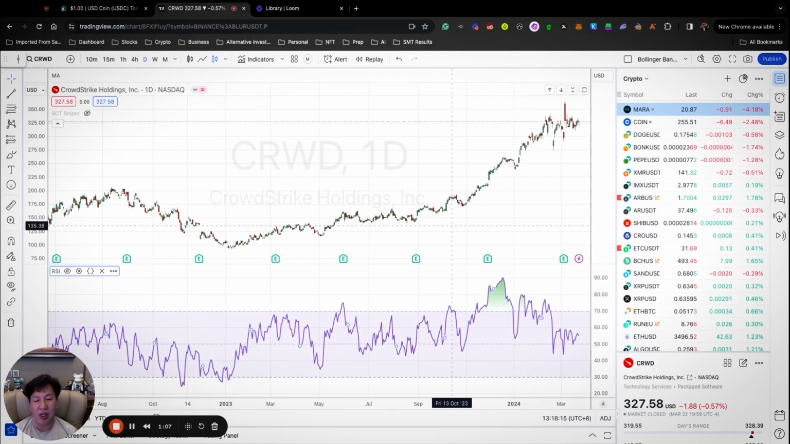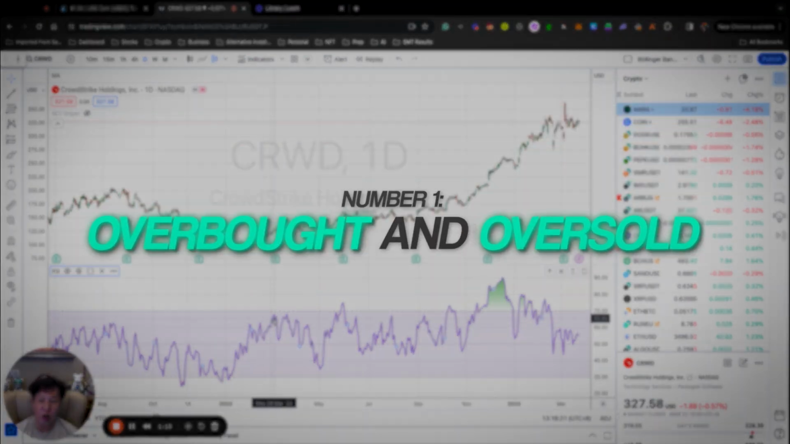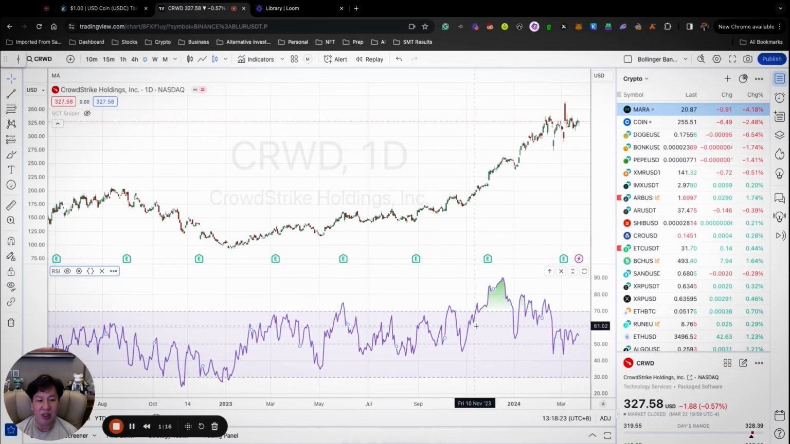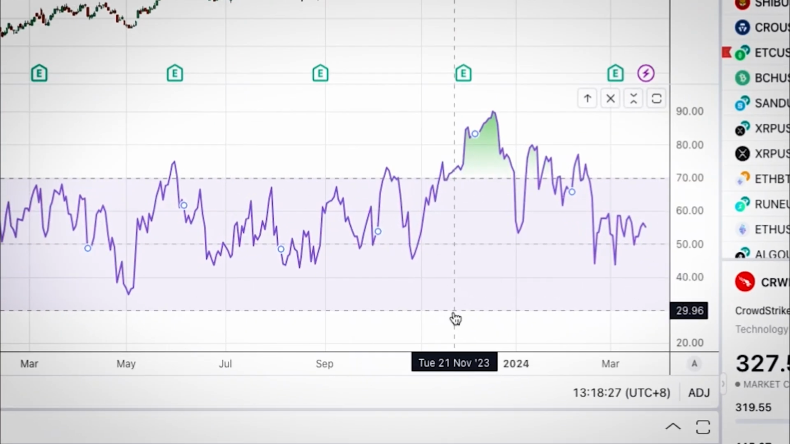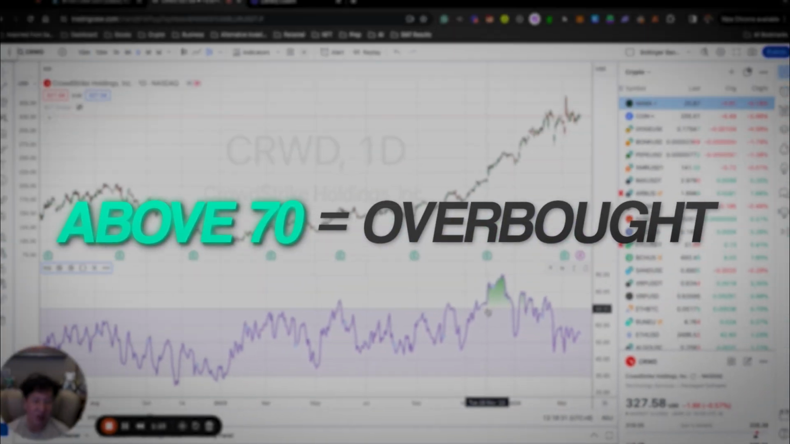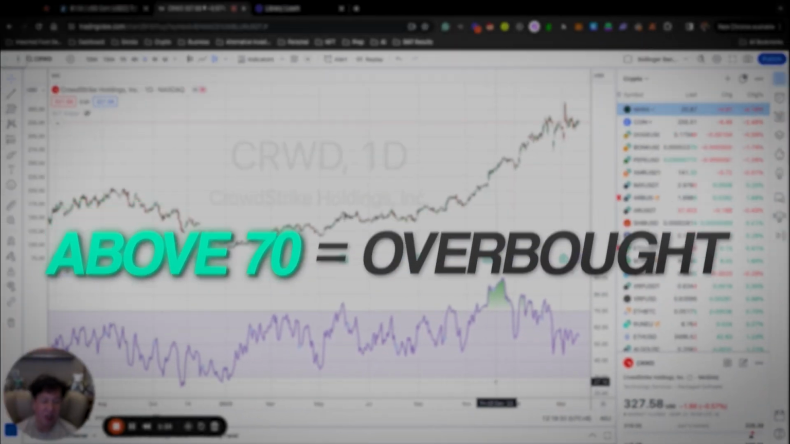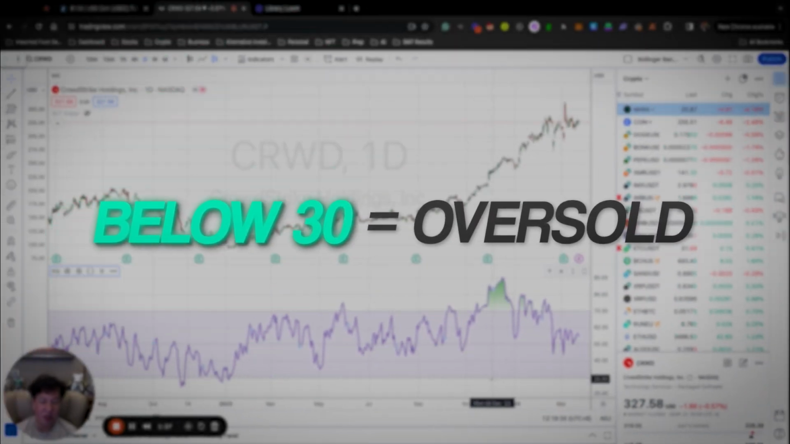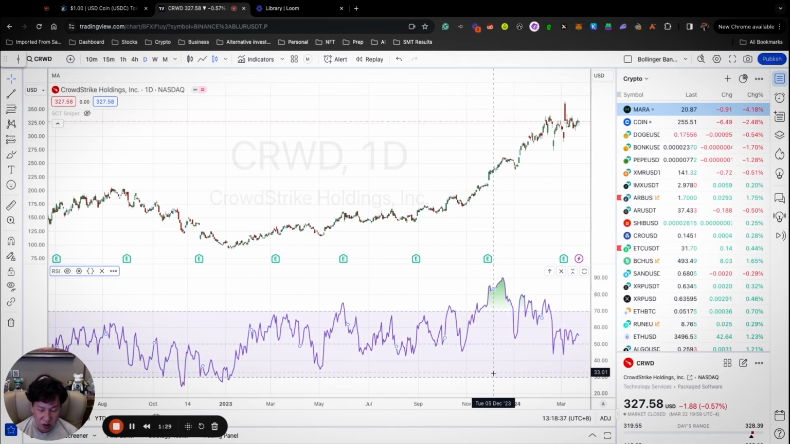Number one, how you can use RSI is you can look at firstly the overbought and oversold. In RSI, the overbought level is 70 and the oversold level is 30. Anything above 70 is considered overbought. Anything below 30 is considered oversold. So that is looking at the overbought and oversold region.